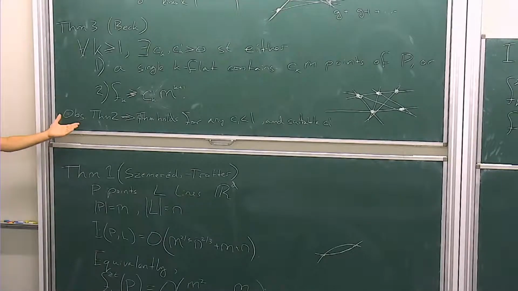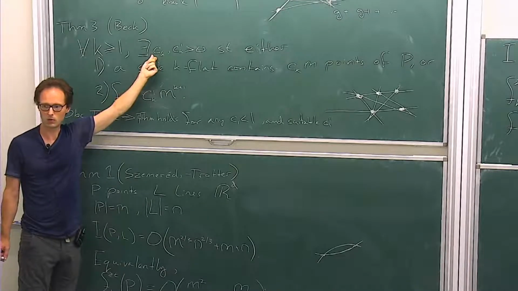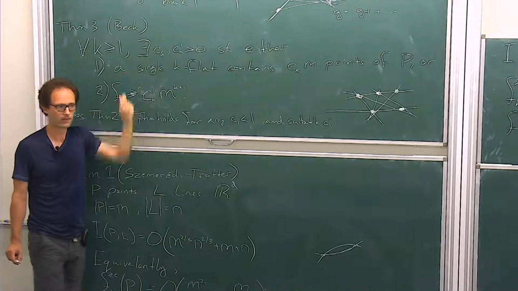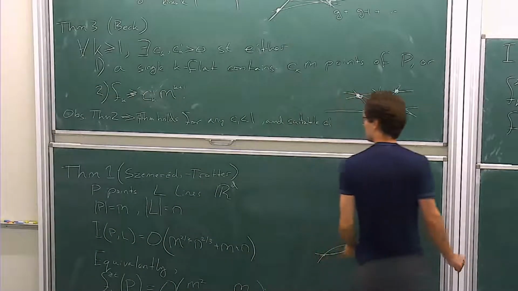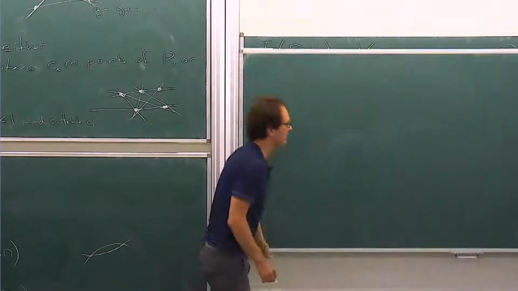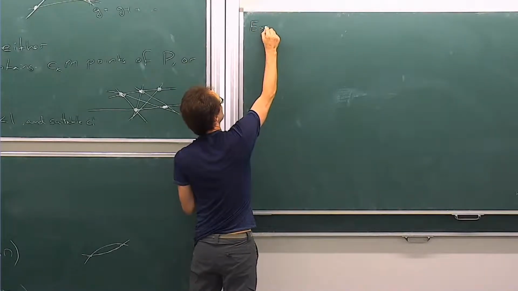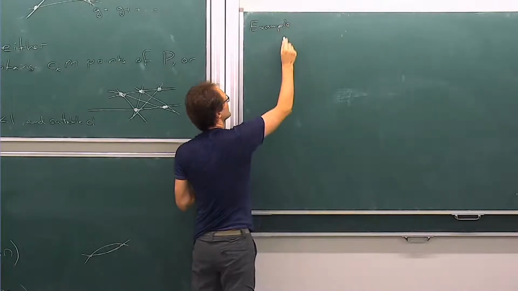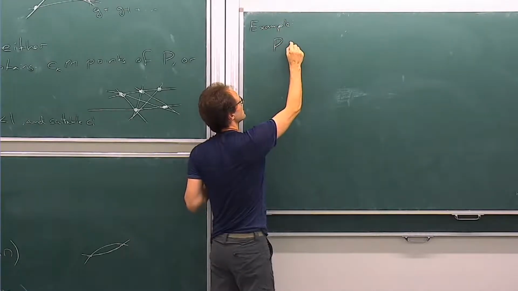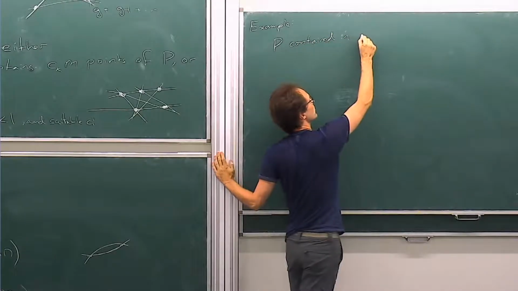Now when you see this theorem, maybe the first question that comes to mind is, can we always take c_k to be anything less than 1? The answer here is no. Here's a key example: P is contained in the union of two skew lines.